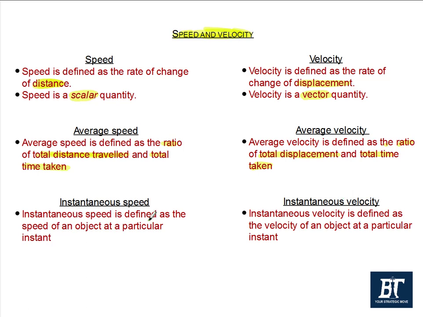So instantaneous speed is nothing but the speed of any object at any particular instant. Similarly, instantaneous velocity is also defined as the velocity of an object at any particular instant. These terms are frequently used in kinematics, so students are advised to give special attention to these definitions.